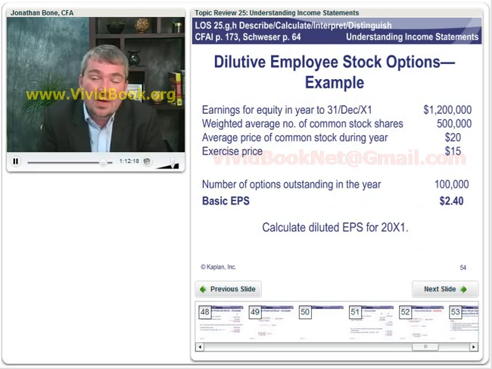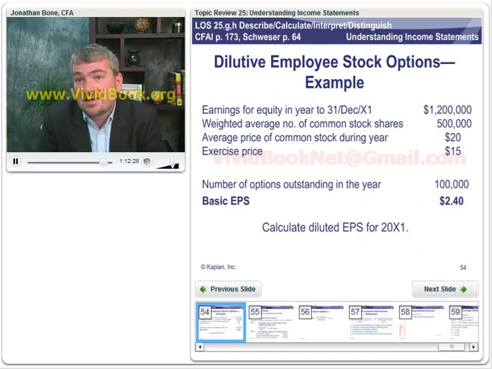Straight away we can tell these are dilutive because the average price during the year is greater than the strike price. Just ask yourself, do you fancy buying something that's worth $20 and only paying $15? If the answer is yes, it's dilutive. So these are dilutive. Notice we've got 100,000 stock options. Basic rule for the exam is assume one option equals one share when exercised unless told otherwise. And we've got our basic EPS here of $2.40.